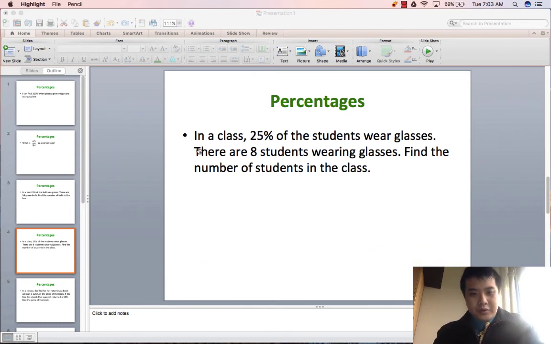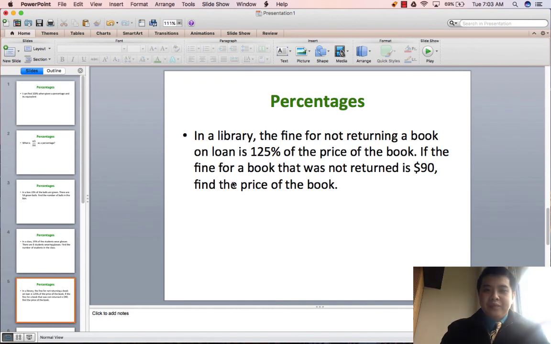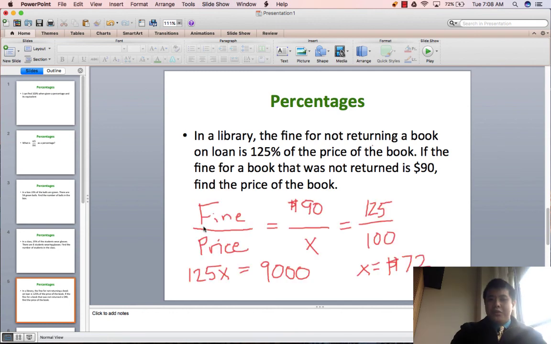The next one that we're going to do is this one. In a library, the fine for not returning a book on loan is 125% of the book. If the fine for a book that was not returned is $90, find the price of a book. Go ahead and try this one on your own. What you should have set up was 90 over x equals 125 over 100. 125 is at the top because that corresponds to the fine, which is $90. We need to find the price of the book, and the price of the book is the 100.